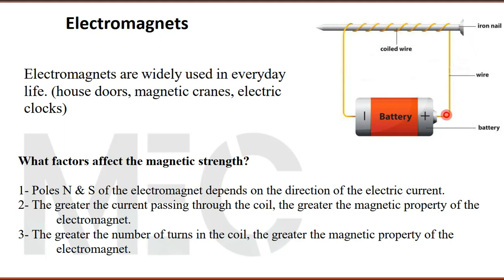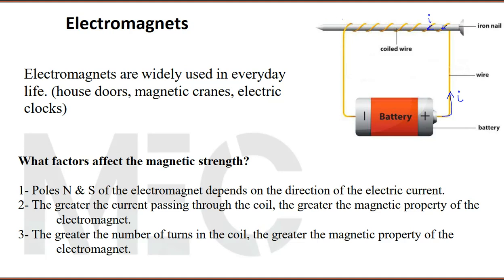So we know from the previous session that the conventional direction of current is from positive, the movement of positive charges. So it comes here, and the current in the coil will be like this. And when it is on, which means the circuit is closed, there is a current in this coiled wire.